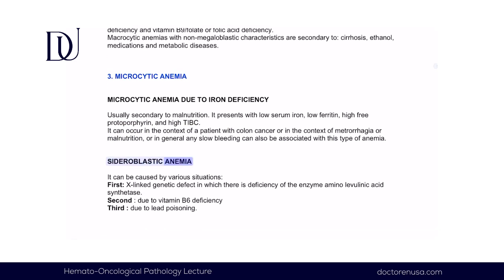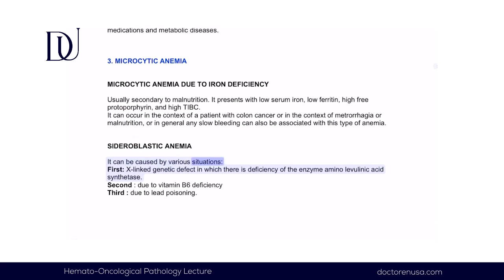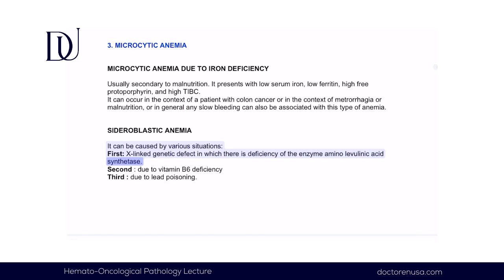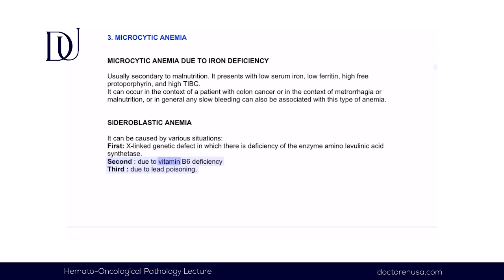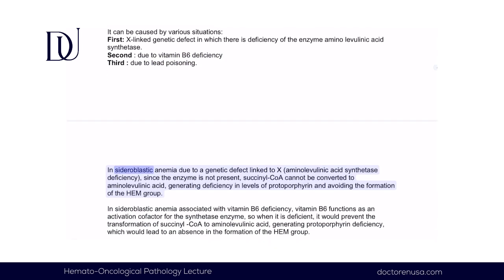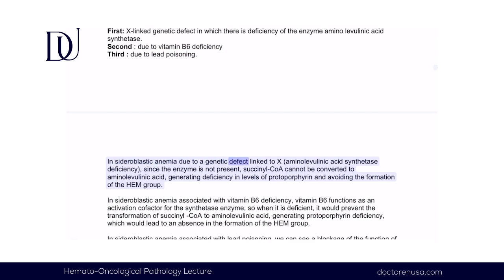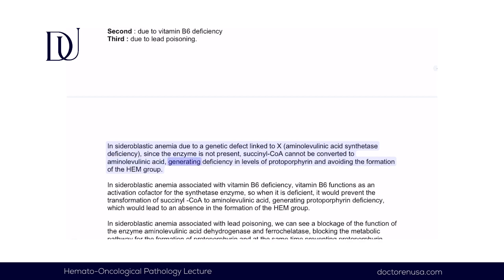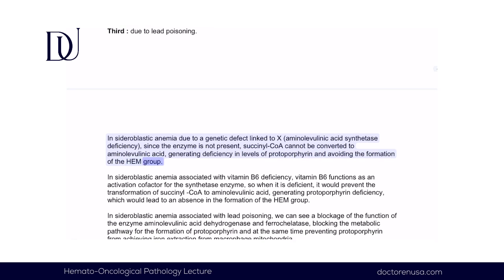Sideroblastic anemia. It can be caused by various situations. First, X-linked genetic defect in which there is deficiency of the enzyme aminolevulinic acid synthetase. Second, due to vitamin B6 deficiency. Third, due to lead poisoning. In sideroblastic anemia due to a genetic defect linked to X, aminolevulinic acid synthetase deficiency, since the enzyme is not present, succinyl-CoA cannot be converted to aminolevulinic acid, generating deficiency in levels of protoporphyrin and avoiding the formation of the HEM group.